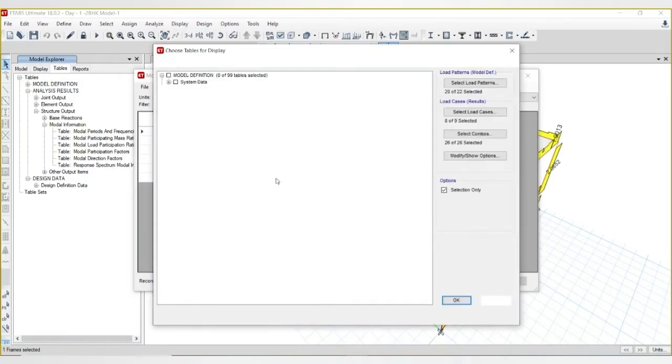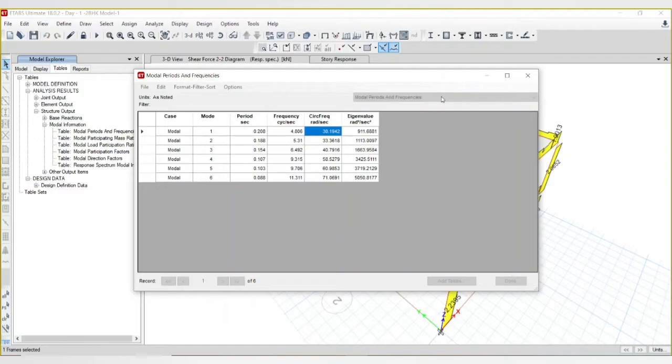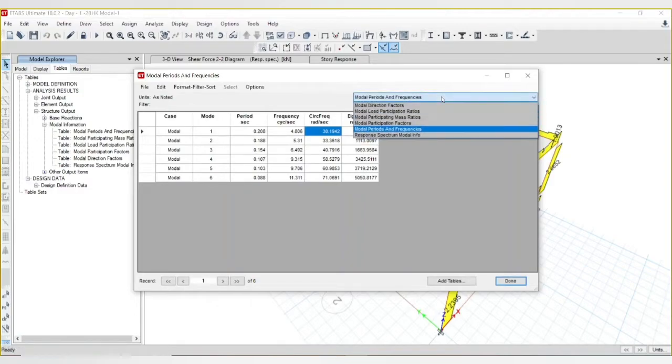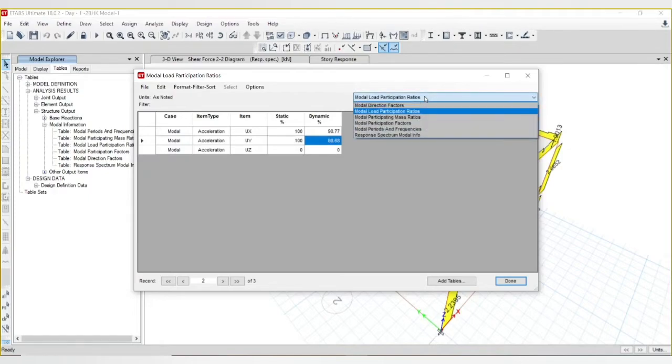Add tables. Let us add all the tables and view here. Modal participation ratio, all the masses are participating here. More than 90% is required as per the code. Now our structure is covering 98.7, so it is acceptable.